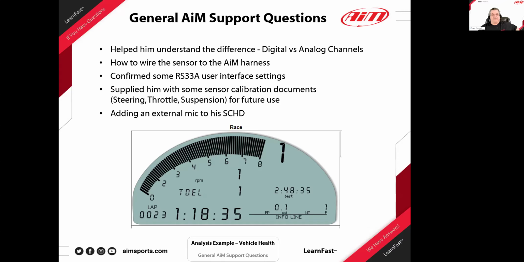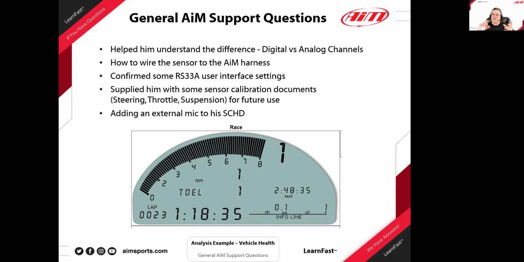So what we started to talk about was, okay, how do we wire that up? He had not done that before, obviously. So I passed him some documents: this wire goes to this, and this wire goes to that, and the pinouts and all the different things, and got that up and running for him, and he was off and running.